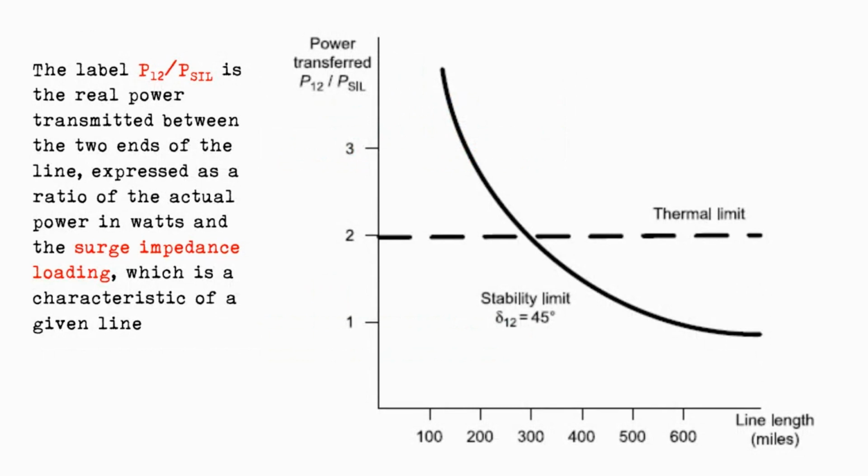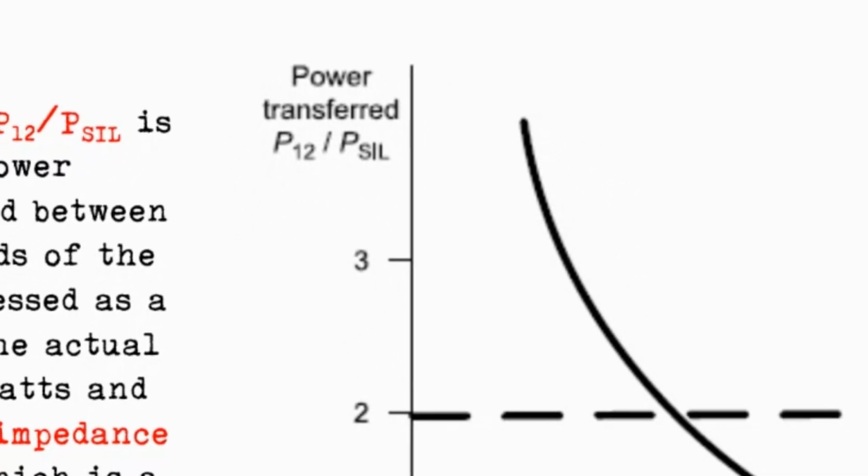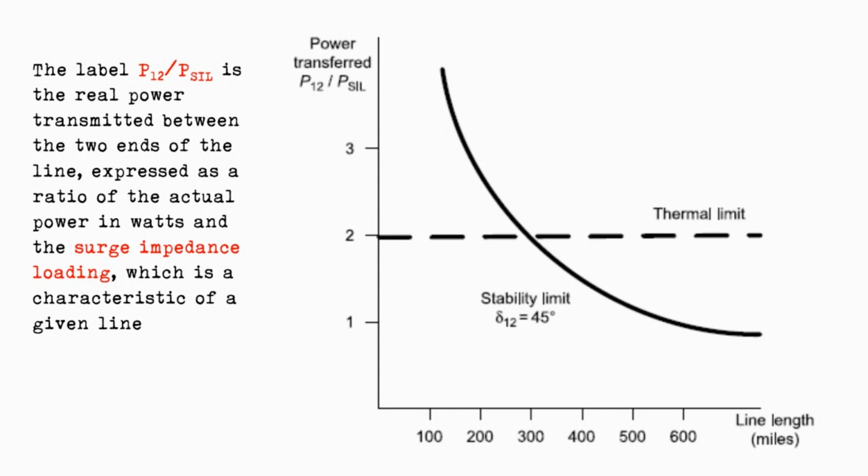So in this case, sometimes you will see a similar curve. This curve will have on the x-axis the length of the transmission line. Here it's in miles, it can be in kilometers, and there is a term which is the power over PSIL, surge impedance loading. Surge impedance loading is a characteristic of the transmission line. It's like V square multiplied by square root of C over L. It's a characteristic of the transmission line, taken as a reference.